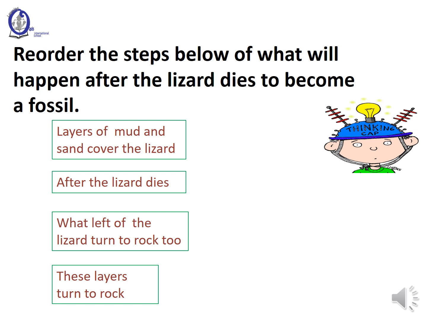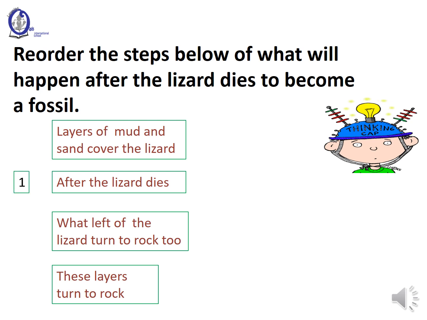Another question. Reorder the steps below of what will happen after the lizard dies to become a fossil. Which one, number one? Layers of mud and sand cover the lizard. After the lizard dies, what is left of the lizard turned to rock too? These layers turn to rock. Which one is number one?